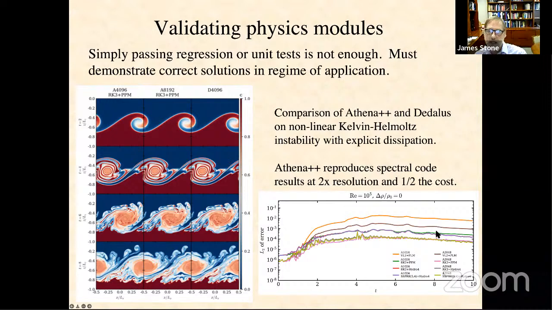And indeed, at 8192, the maximum integrated L1 error is at 10 to the minus 5. So it's single precision on a computer, which would basically converge to the spectral solution. And so with these finite volume methods implemented in modern codes, you can get spectral resolution at half the cost, because even at 8192 squared, Athena runs much, much faster than spectral codes because they're much more expensive, requiring all-to-all communications and FFTs.